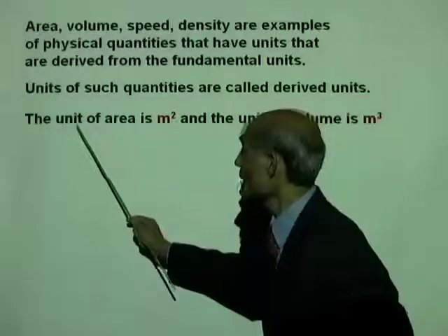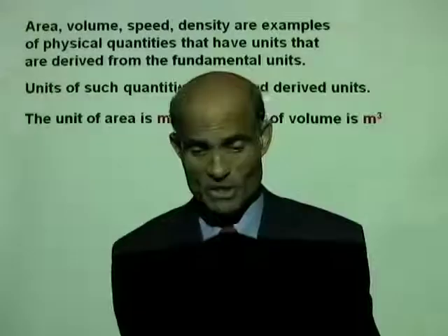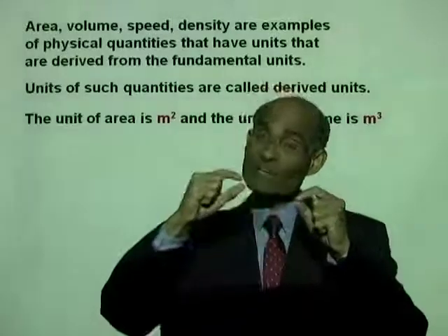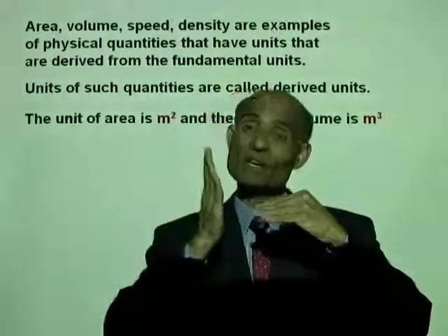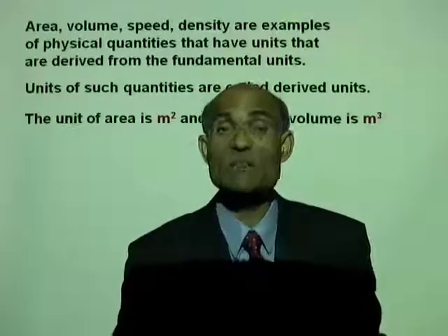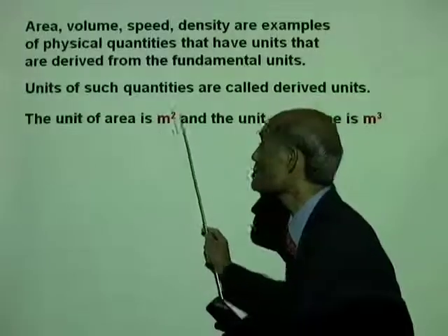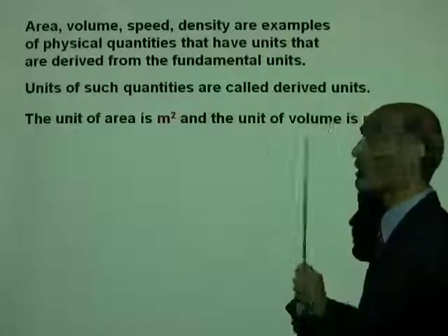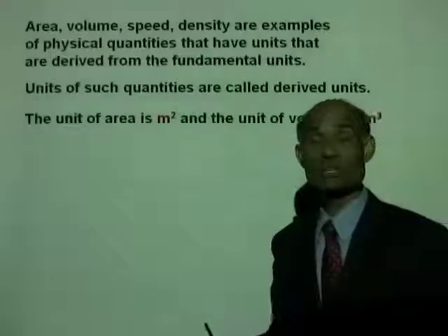For example, the unit of area. Now, how do we calculate the area of a piece of paper? Length multiplied by width. Length is measured in meter. Width is measured in meter. Therefore, area is measured in meter multiplied by meter, which is a square meter. Similarly, the unit of volume is a cubic meter, meter cube.